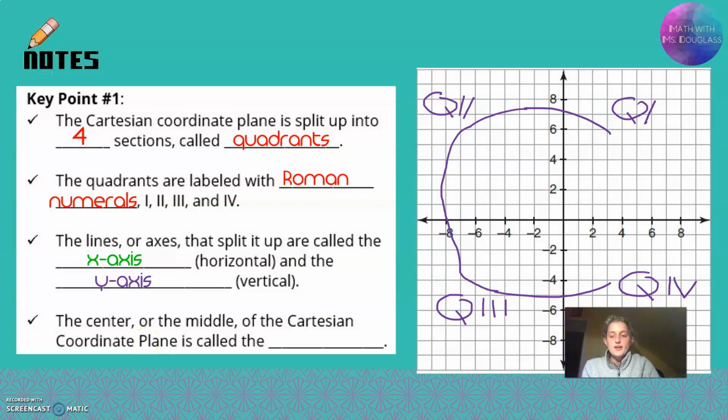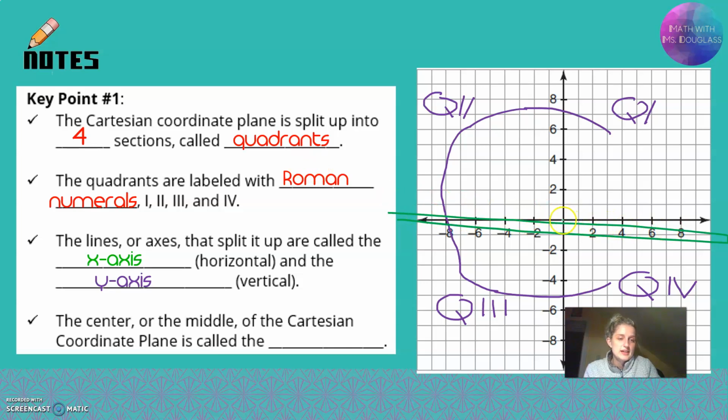There's one final vocab word that we want. Oh wait, let's just label them. The x-axis is the green one. Let's see if I can make it green. Gotta switch my pen color. The x-axis, here it is. Goes, where's my pen? Side to side, horizontally.